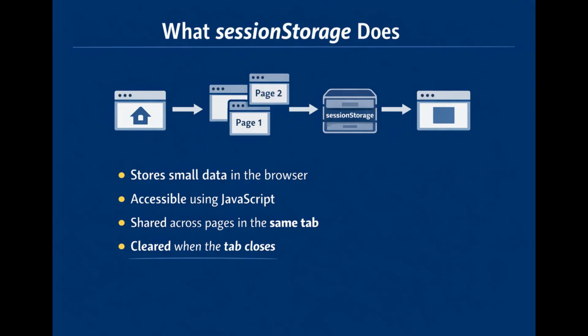sessionStorage allows a web page to store small pieces of data directly in the browser. JavaScript can save data using setItem and retrieve it using getItem. That data is shared across different pages on the same site, as long as they're in the same browser tab. Refreshing the page keeps the data, but once the tab or window is closed, the stored data is cleared. That's what makes sessionStorage useful for temporary session-based state.